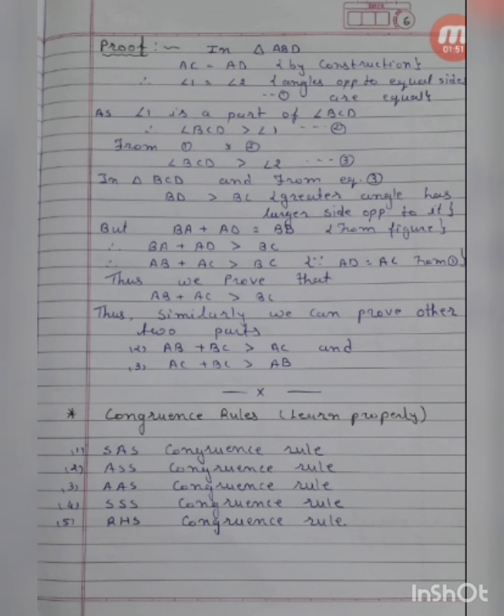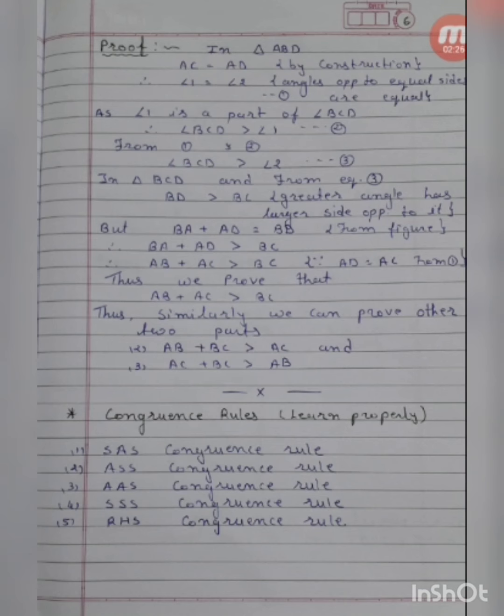But BA plus AD is equal to BD. From the figure we can see that. So BA plus AD is greater than BC. But we proved AD is equal to AC. So we can write here AB plus AC is greater than BC. Thus we prove the first part, AB plus AC is greater than BC. Similarly we can prove the other two parts: AB plus BC is greater than AC and AC plus BC is greater than AB.